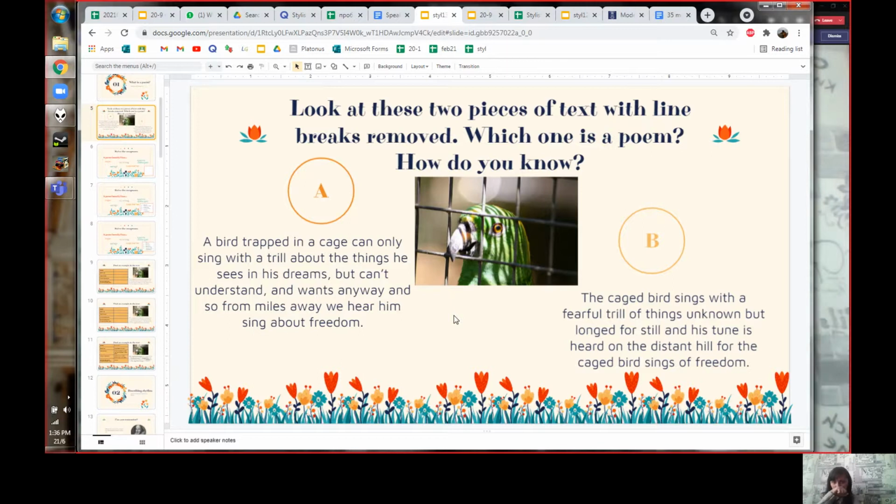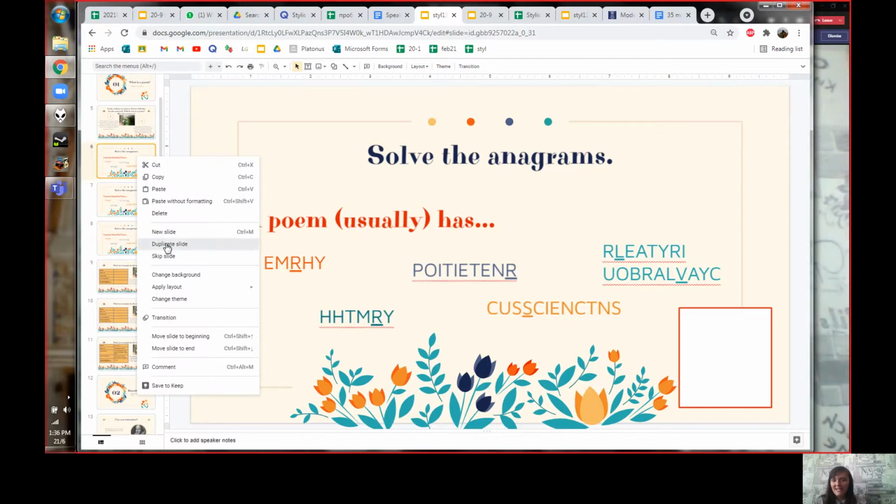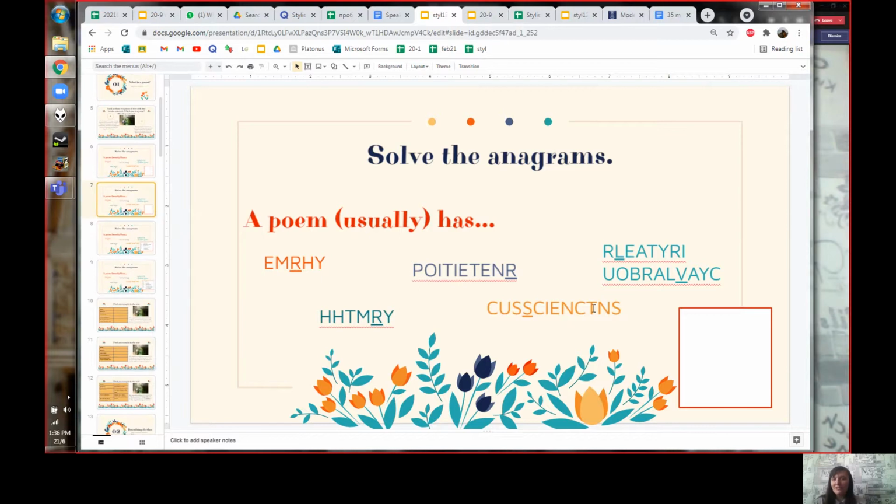So how do we know? Well, poetry has a few features which are unique to poems. And to find out the names of these features, I've made some anagrams. Maybe you can try and solve them by yourself. An anagram is where you take the letters of the word and you mix them up.